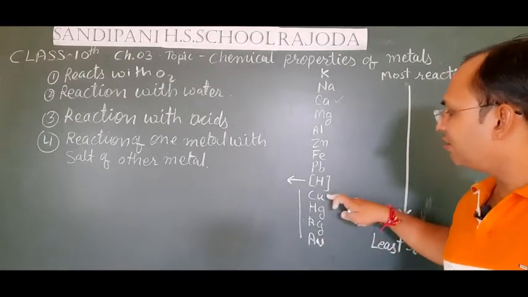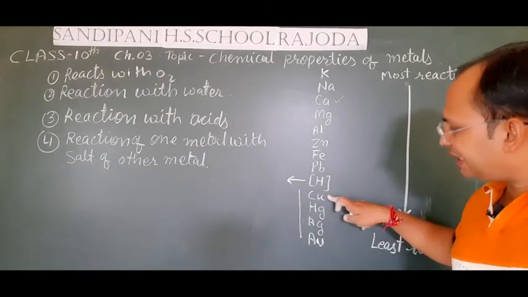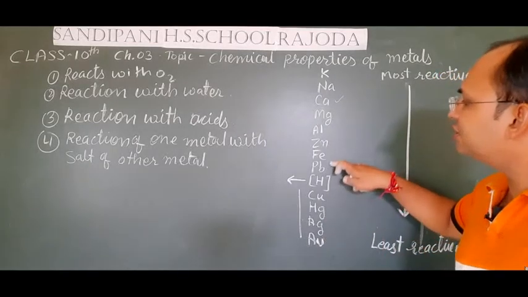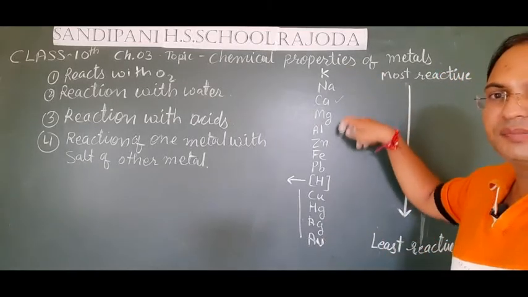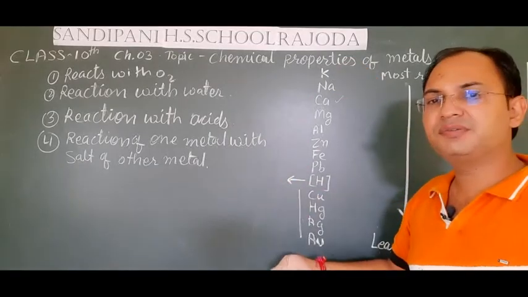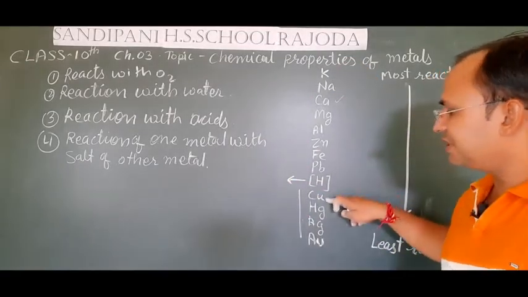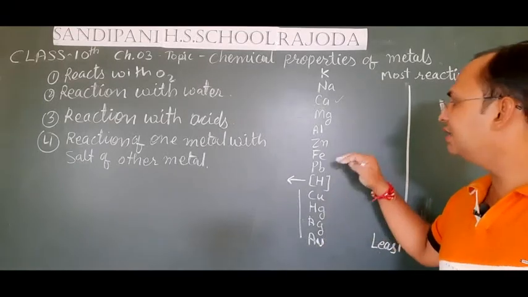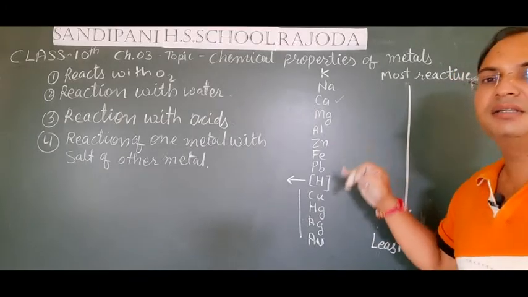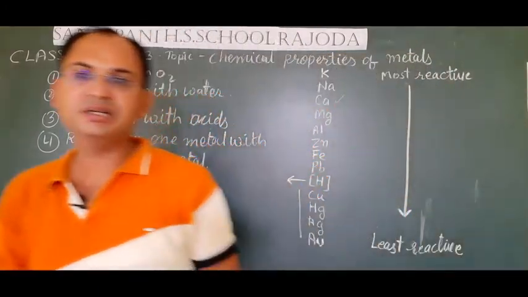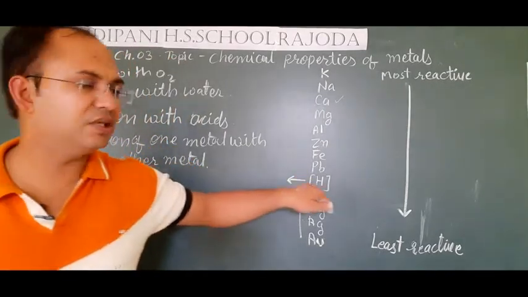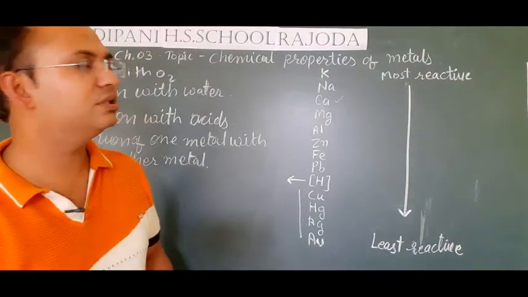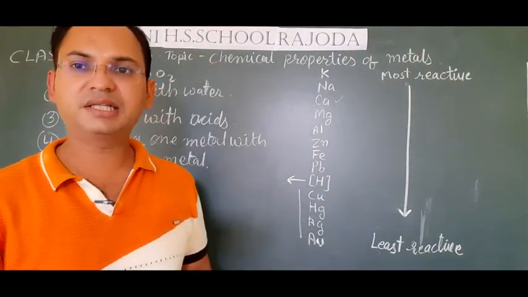Here, copper can displace mercury, silver and gold, but copper cannot displace these metals. As we discussed in a reaction before, iron can displace the copper, but copper cannot displace iron. This is because in the reactivity series, iron is more reactive than copper. That is why copper cannot displace the more reactive metal. So students, this is the reactivity series according to the increasing order of the reactivity of the metals.